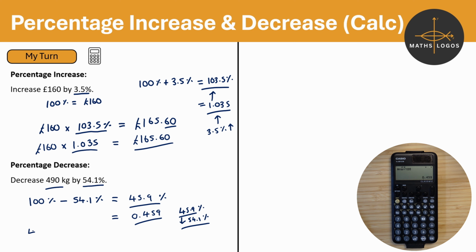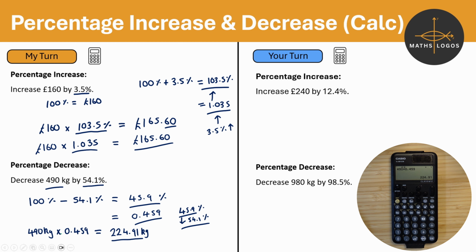So the calculation I want to do is take my 490 kilograms and decrease it by 54.1%, which is to say we want to find 45.9%. And I'll type this in my calculator. So 490 multiplied by 0.459. That gives me this answer, which is 224.91. And always make sure to put in your units. The answer is kilograms in this case. So that's my final answer, 224.91 kilograms.